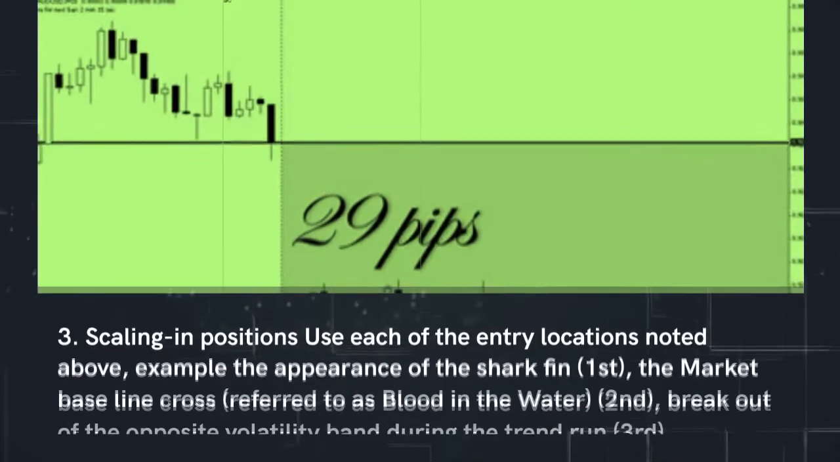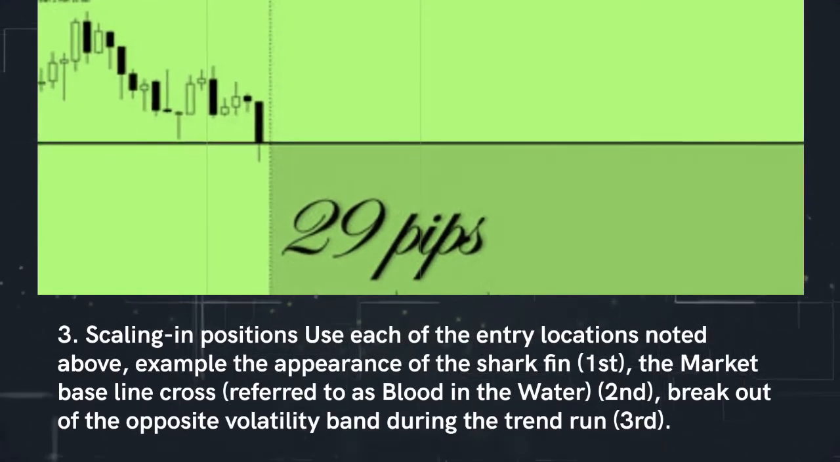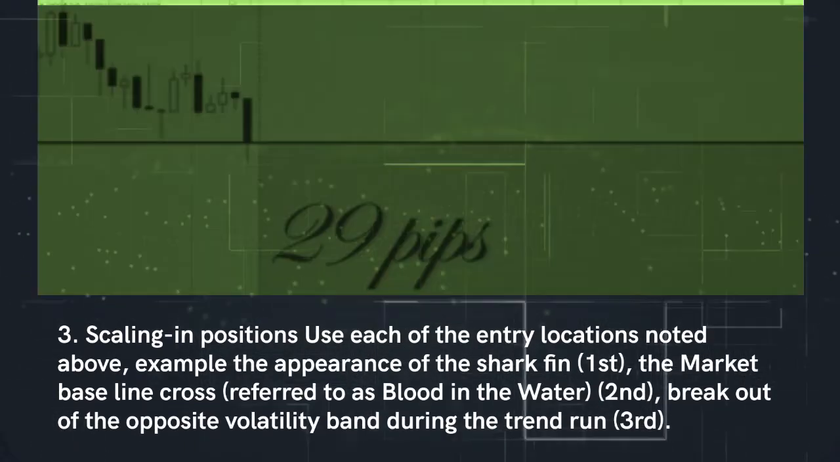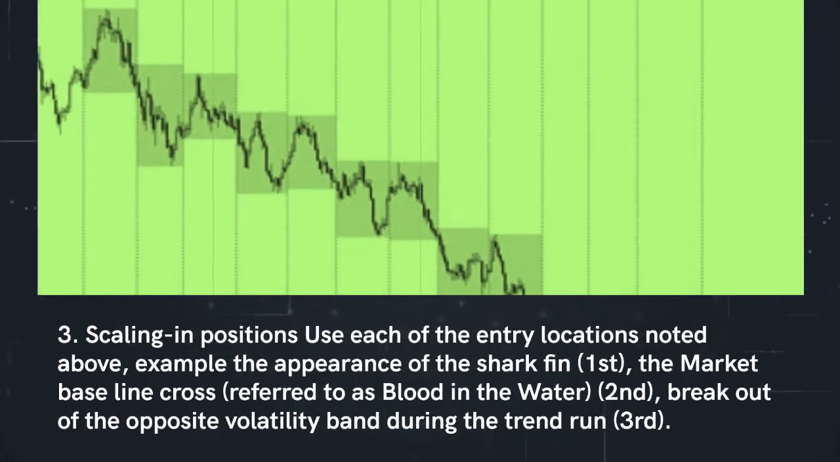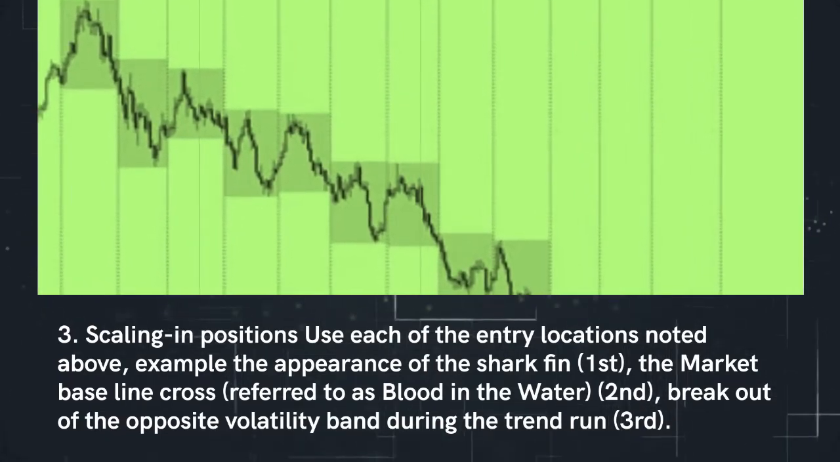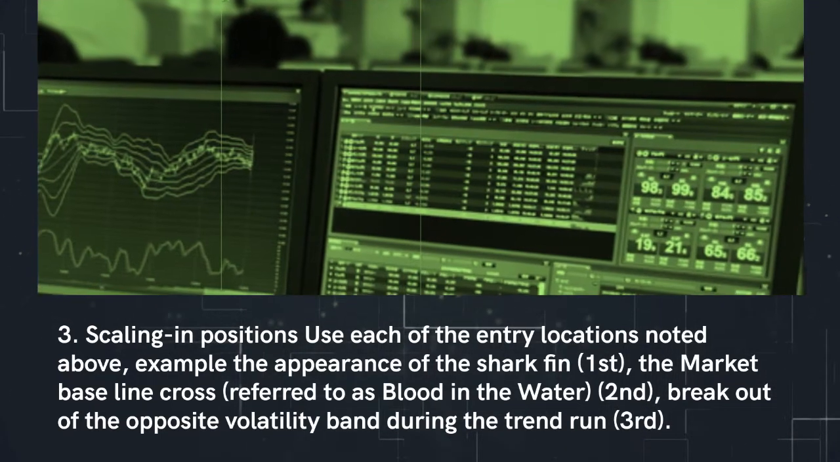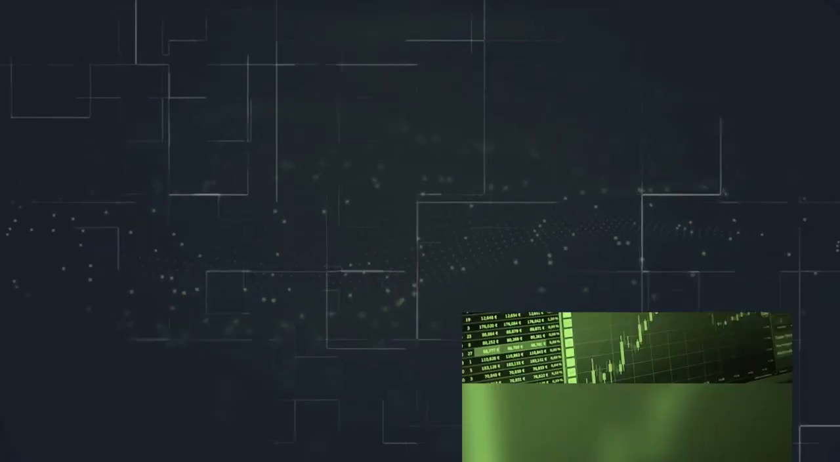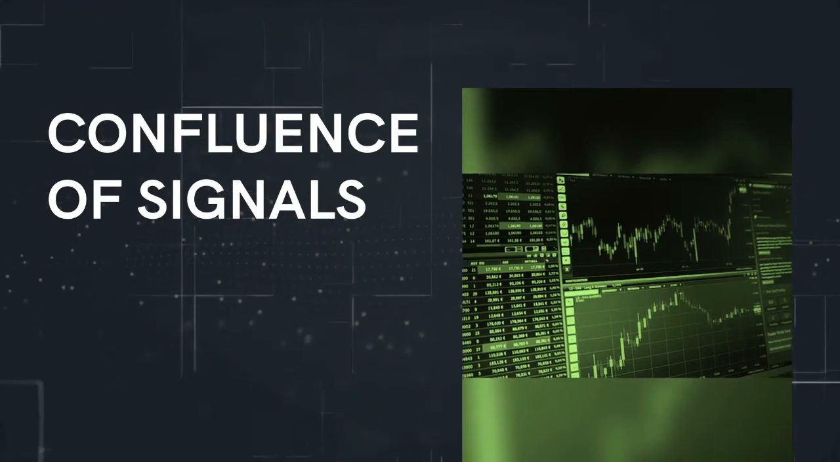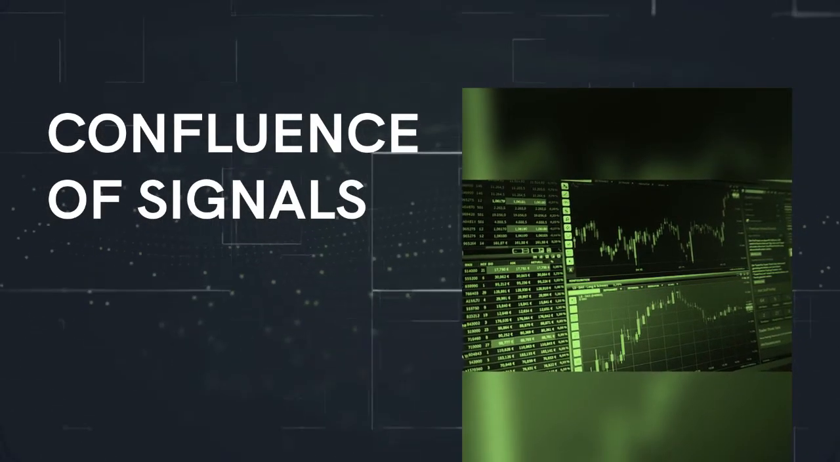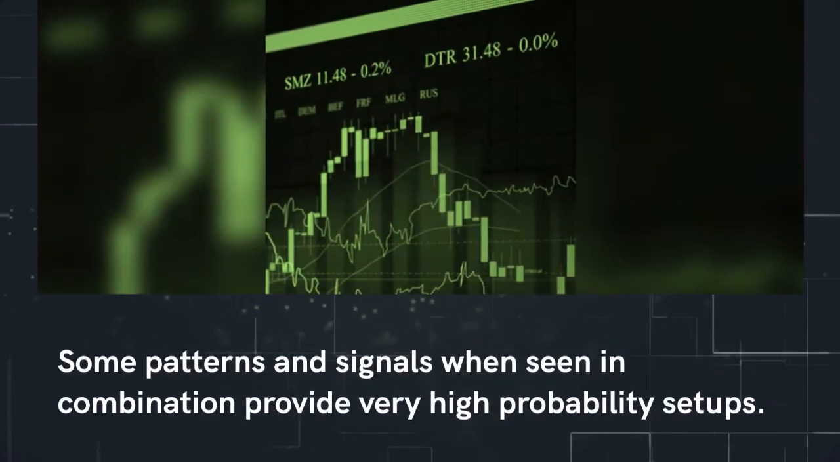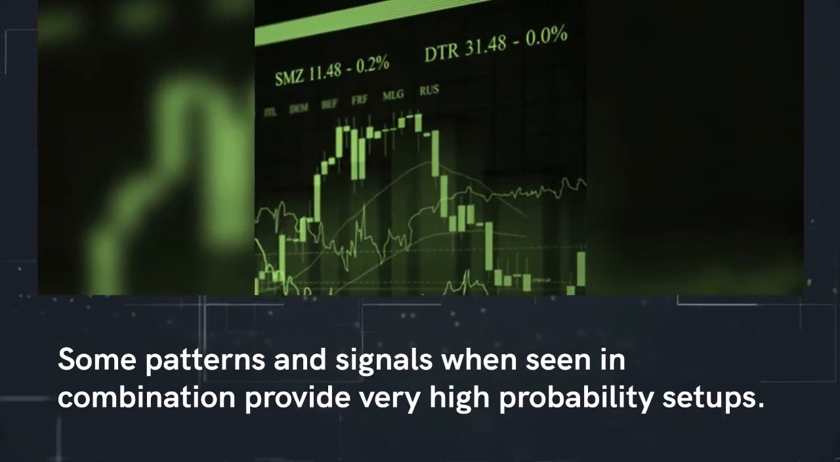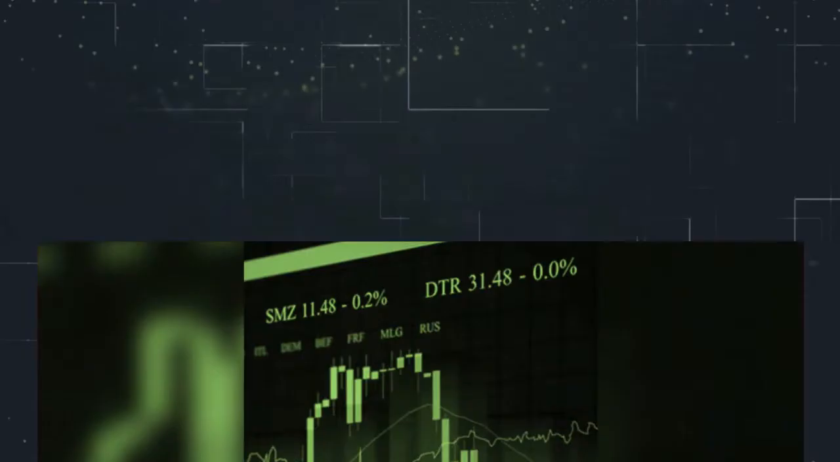3. Scaling in positions use each of the entry locations noted above. Example: the appearance of the shark fin. First, the market baseline cross, referred to as blood in the water. Second, breakout of the opposite volatility band during the trend run. Third, confluence of signals. Some patterns and signals, when seen in combination, provide very high probability setups.